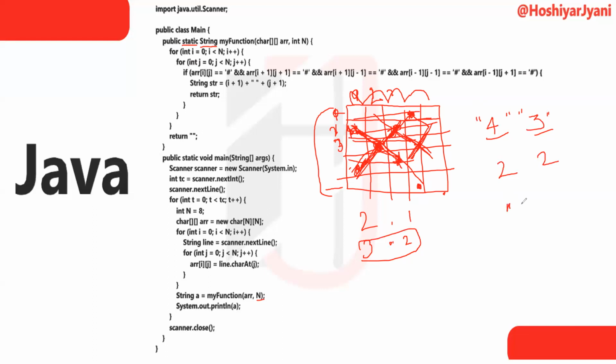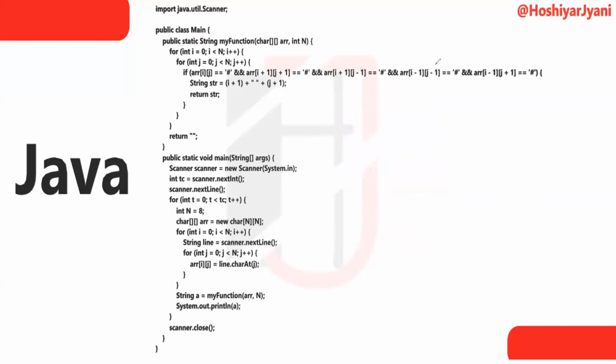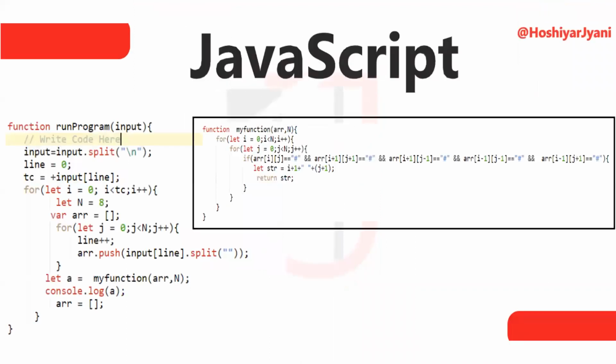So this is all about the code in the Java language, and in JavaScript it is the same code. There is not much difference. Only the input-taking part is different in JavaScript.